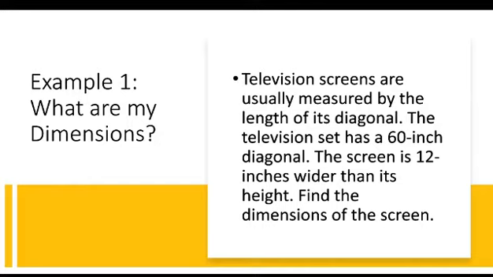Okay, ready? Ready na ha? So we're going to apply the step-by-step process. So example number 1, the title is, what are my dimensions? So television screens are usually measured by the length of its diagonal. So the television set has a 60-inch diagonal and the screen is 12 inches wider than its height. So we are asked to find the dimensions of the screen.